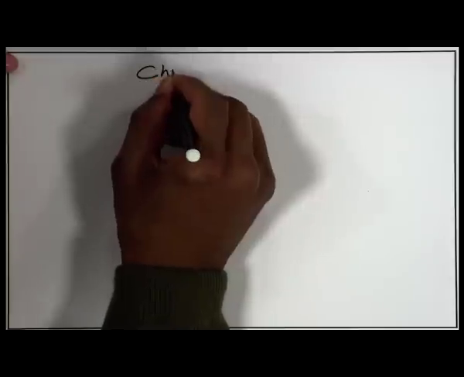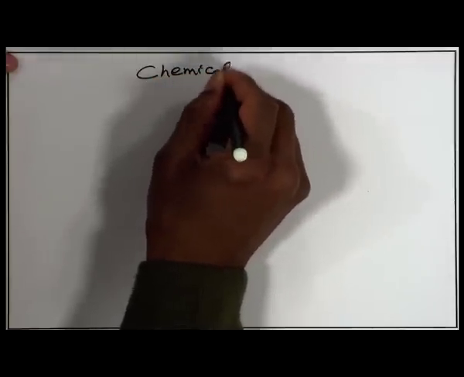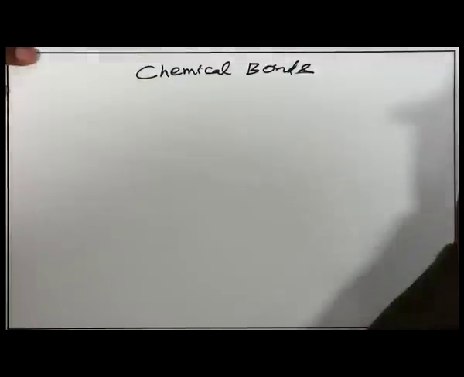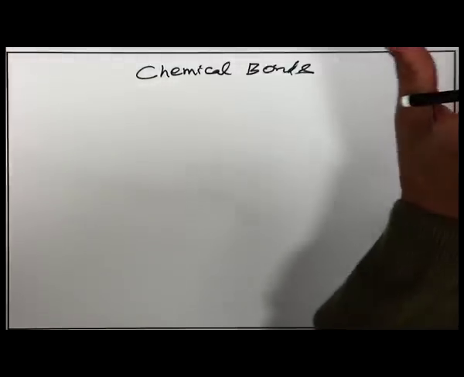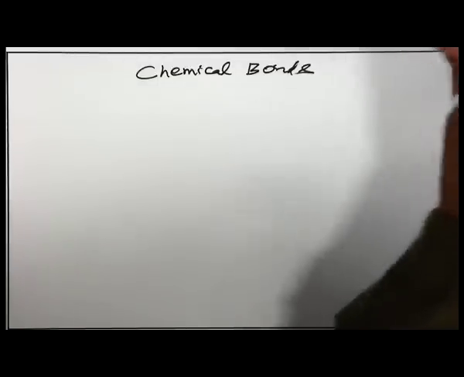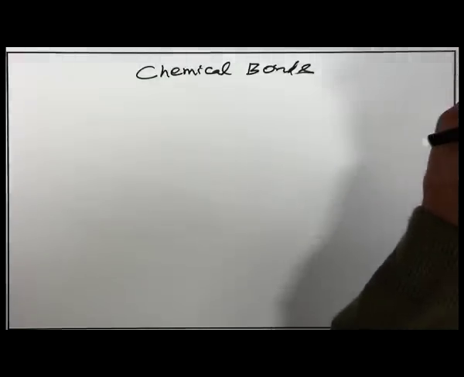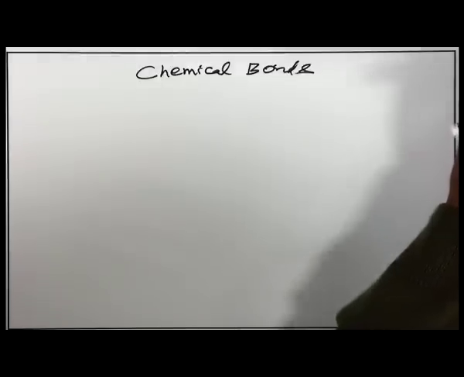Good morning everybody. Today we are going to see what a chemical bond is. Chemical bonds refer to a kind of attraction between atoms. It is a very important principle of chemistry. So, understanding the bonding is very important to explain any property of a molecule.